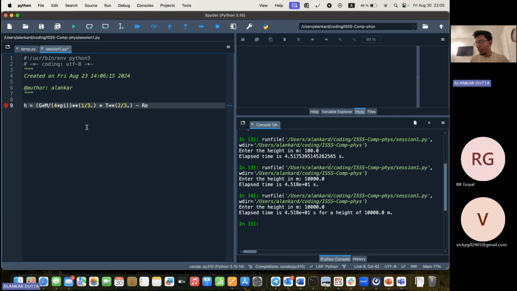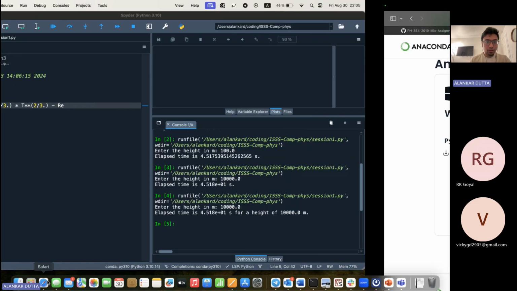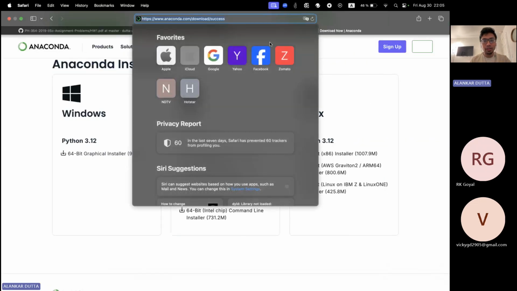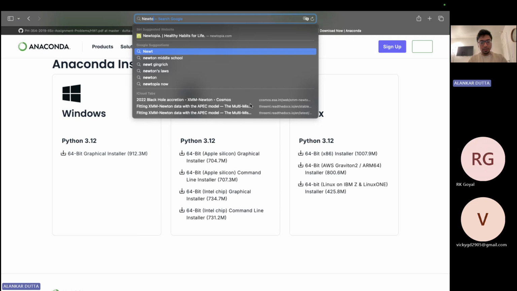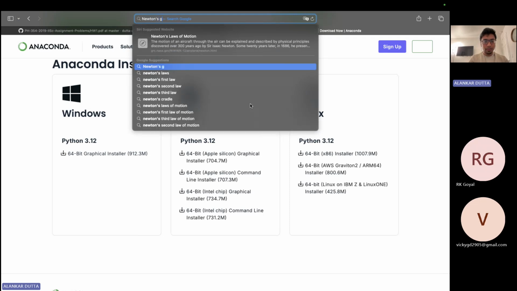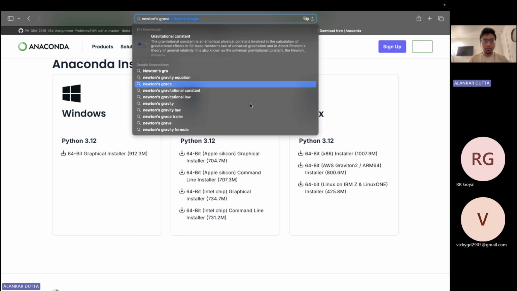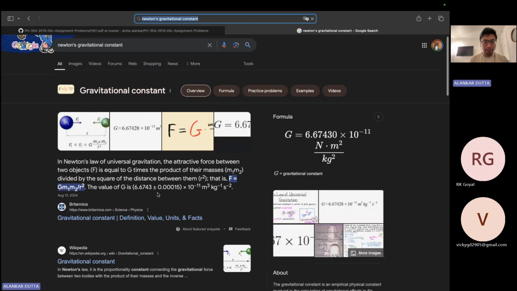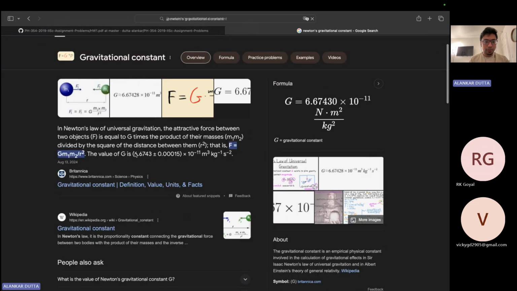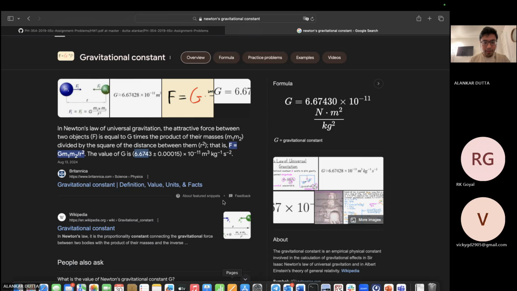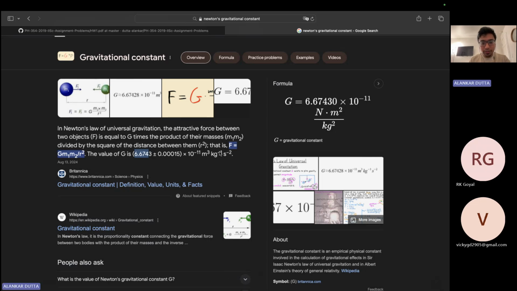And again, we will be using a function to put this formula into a form which can be called again and again by the user with different parameters. Okay, so let me go back and find the value of Newton's gravitational constant. So let's just start here, Newton's gravitational constant, and let me get the value. Yes, so this is the value of Newton's gravitational constant. I'll just copy this, and this is in SI units.